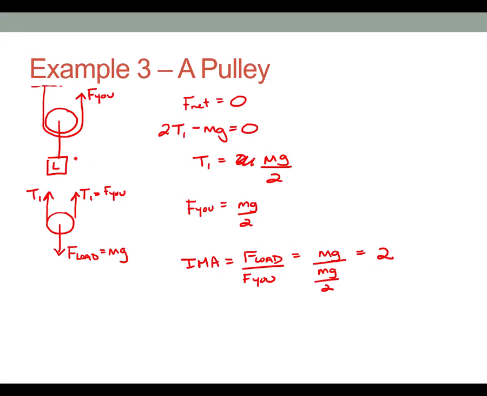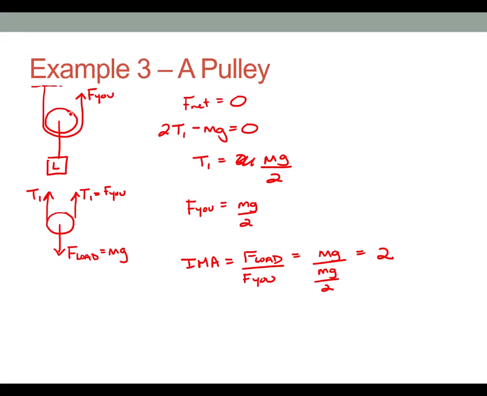Okay. Now, again, think about what happens with the distances, though, because I'm going to pull up here, and the load is only going to move half as far as I pull up, because the distance is going to be divided between the two sides of the string. Okay, so it's a trade-off. I have to apply a smaller force, but it doesn't move as far.